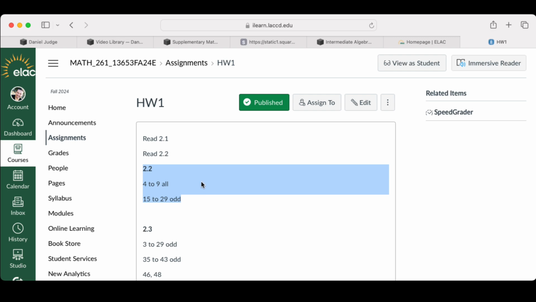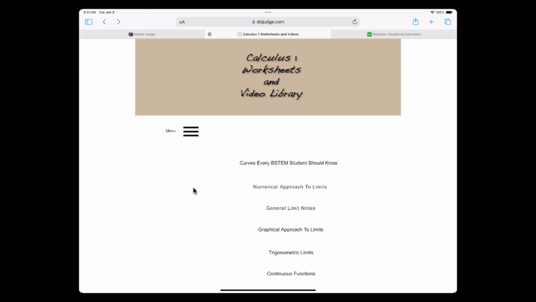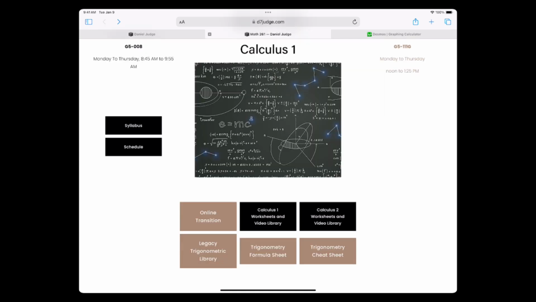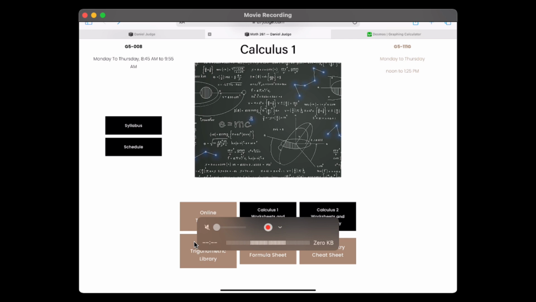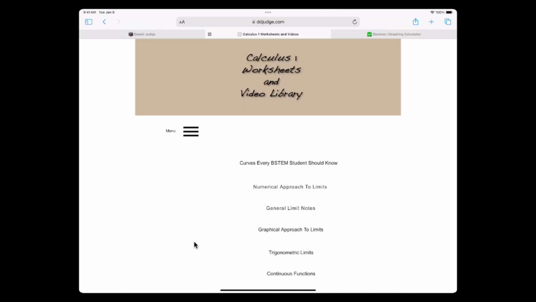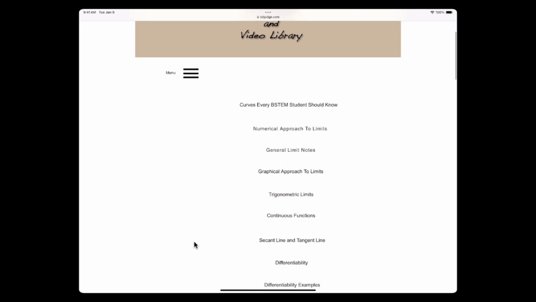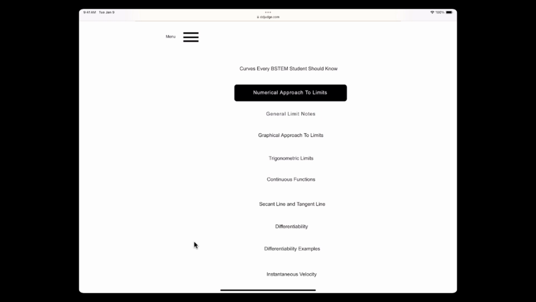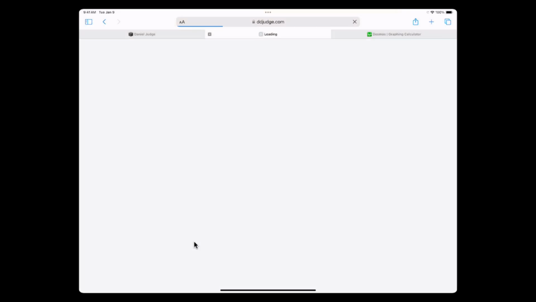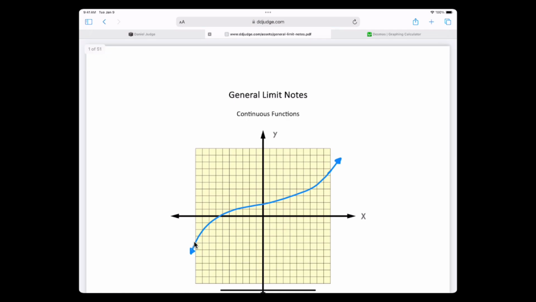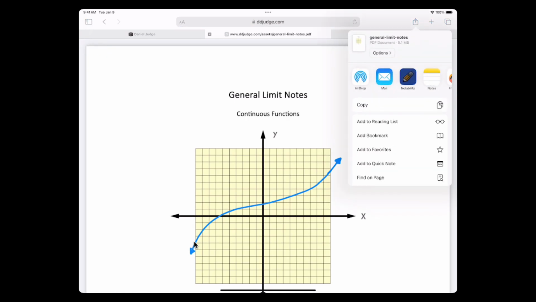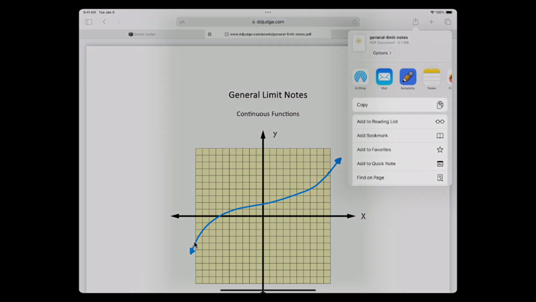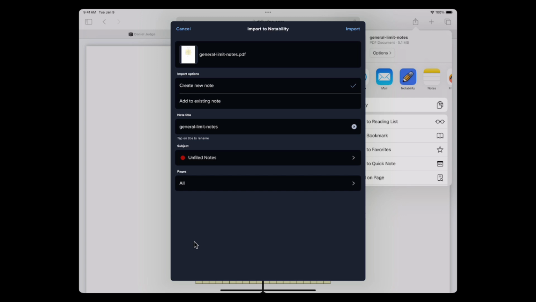Now, I want to say this to you guys, too. Remember, I use my website for notes and resources. In Calculus 1, you click on that link. What I'm going to do for Calculus 1 is the general limit notes. I'm going to import this here because I'm going to start to use it.